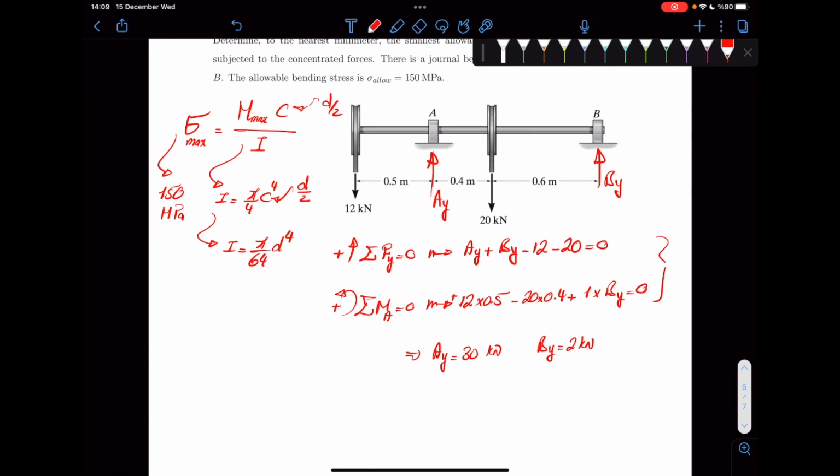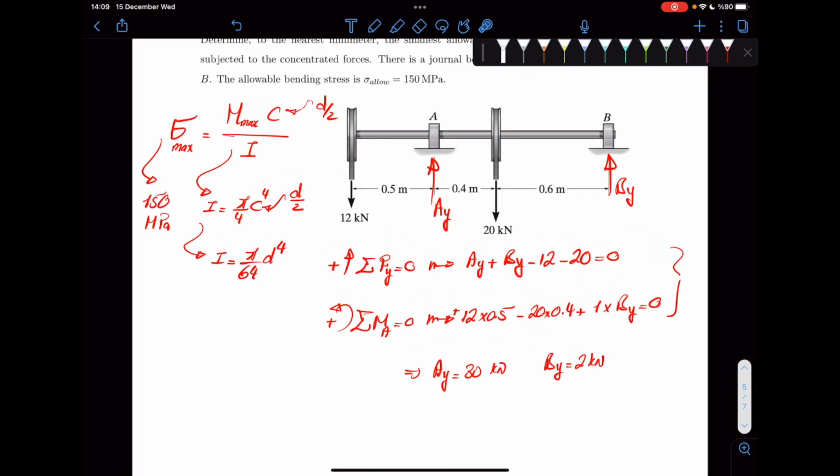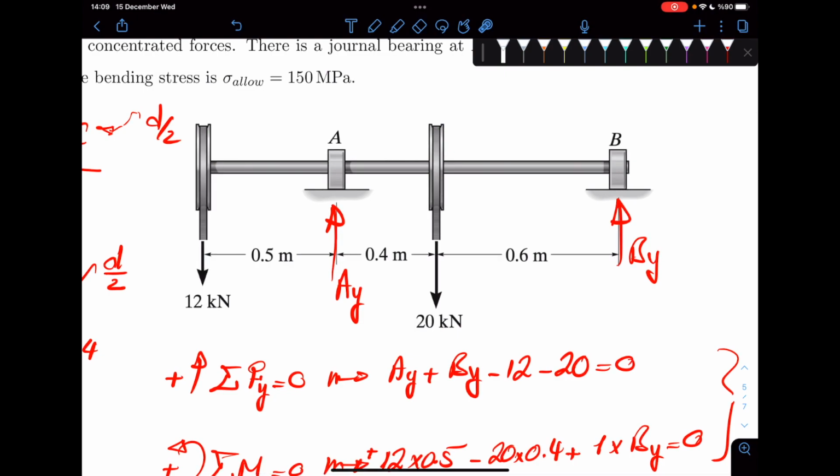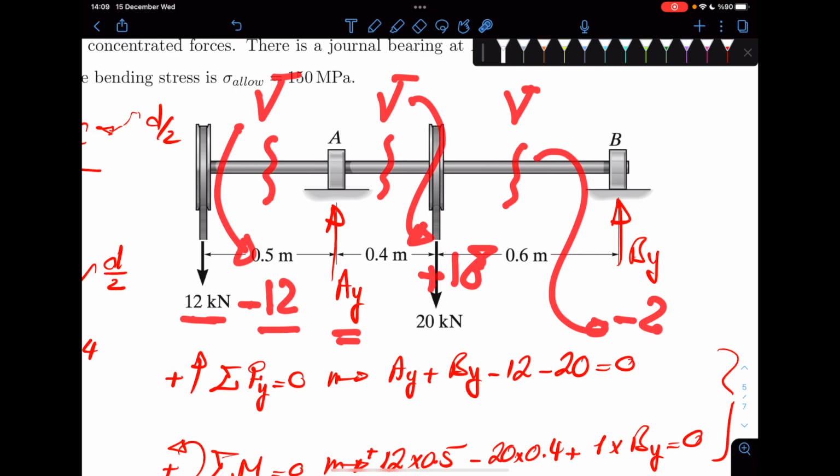Okay? So now that you have these reactions, you have a very simple problem to draw the shear force diagram. All you need to do is to cut it here, here, and here, and compute the shear force for each of these parts, okay? If you cut it here, it's immediately clear that it is minus 12. You see, you have 12 downwards, so it would be minus 12. AY was 30 upwards, so if you cut it here, this would be plus 18. And if you cut it here, it would be minus 2, okay?